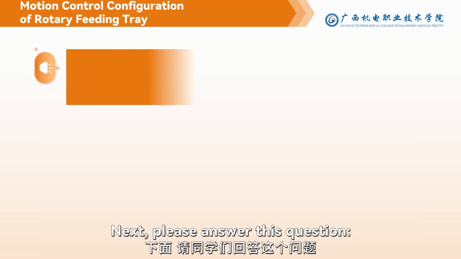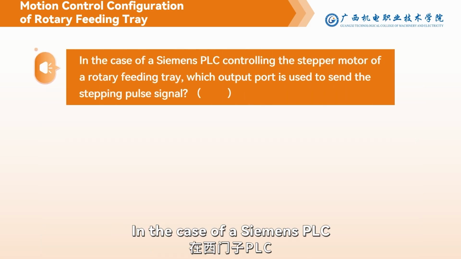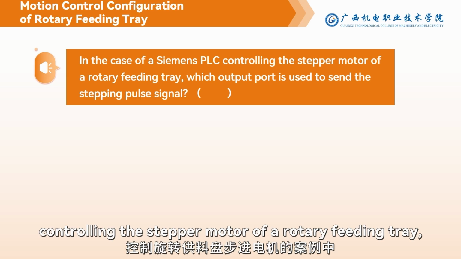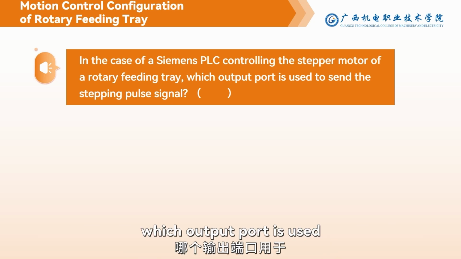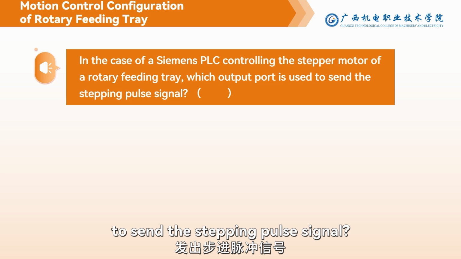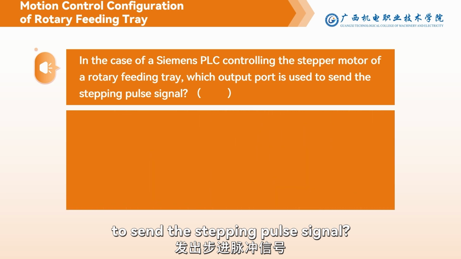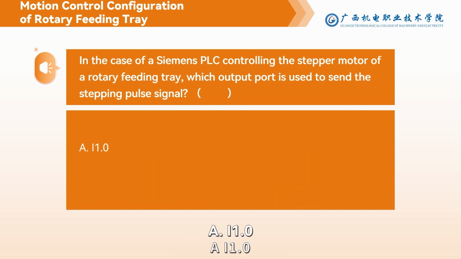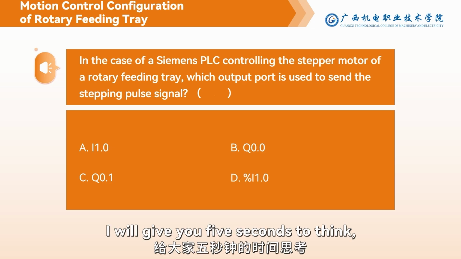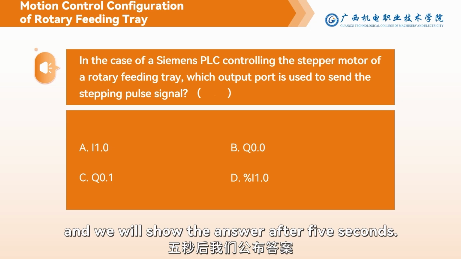Next, please answer this question. In the case of the Siemens PLC controlling the stepper motor of a rotary feeding tree, which output port is used to send the stepping pulse signal? A. I1.0, B. Q0.0, C. Q0.1, D. %I1.0. I will give you 5 seconds to think and will show the answer after 5 seconds.